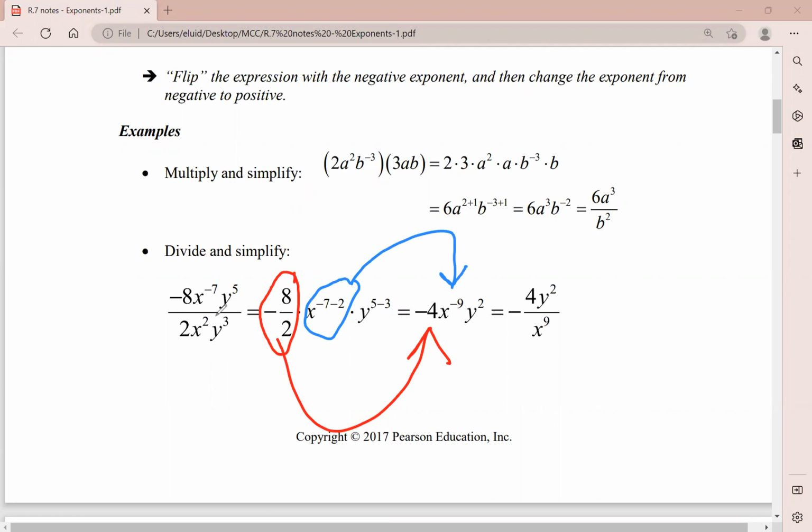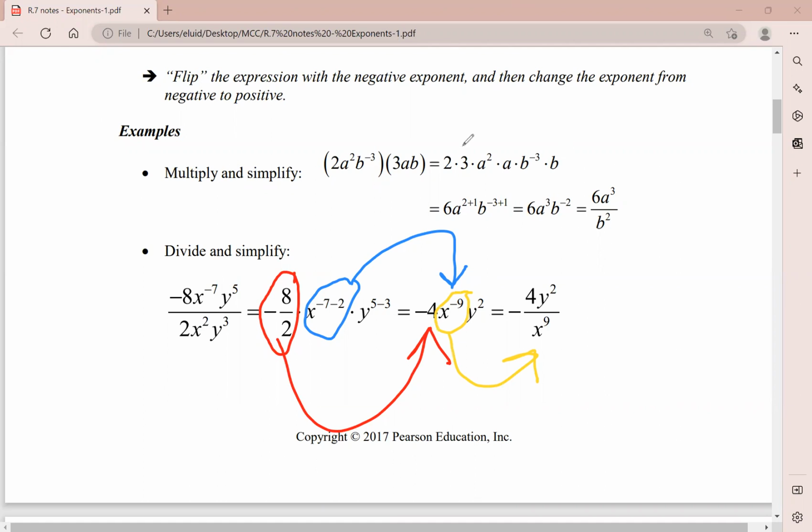And then of course the y's, y to the fifth divided by y to the third, we subtract 5 minus 3 and get +2. So once again, notice that really there's only one expression that has a negative exponent, and that's the only one that's getting flipped to the denominator of the fraction. So x to the -9 is now x to the +9, but it's in the denominator. Everything else stays where it was. Our fraction is still negative. We still have a 4 now in the numerator, and then a y squared.